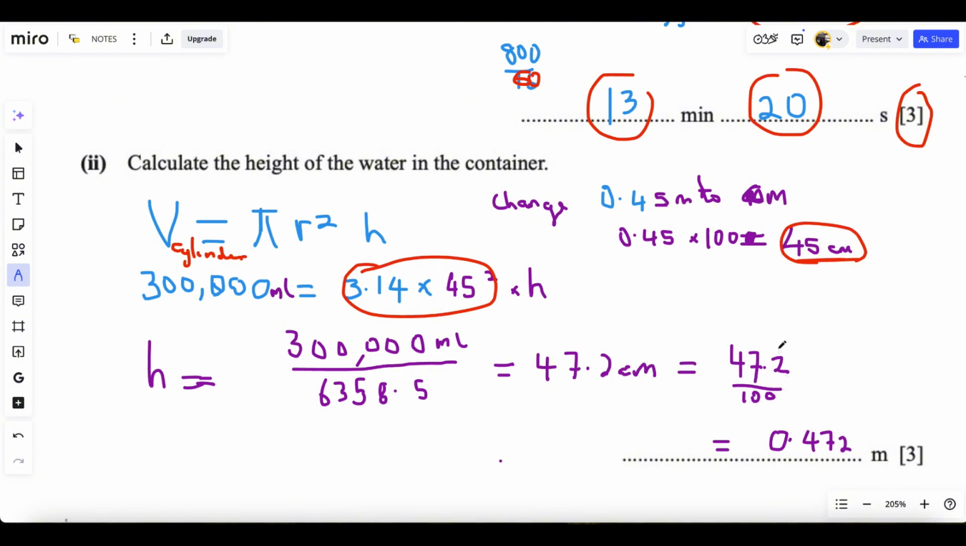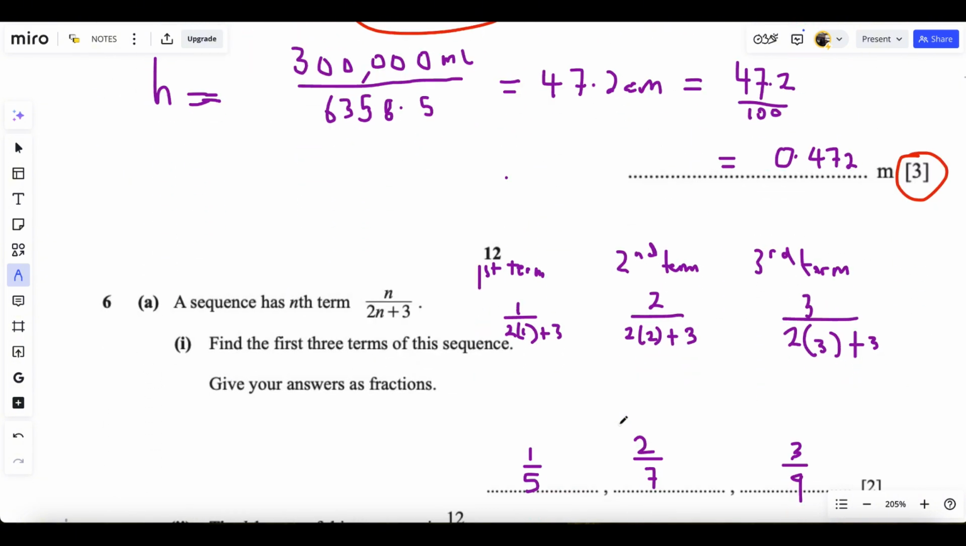Now you have to change it back to meter. Divide this centimeter by 100 to get meter. So you get 0.472 meter, and you get your 3 marks. Is that okay? Okay. Now let's move on to the next question.